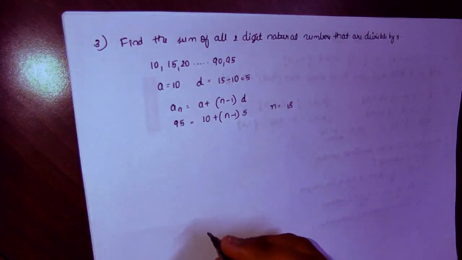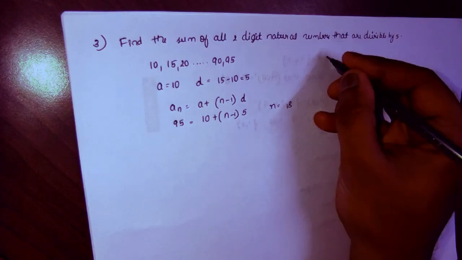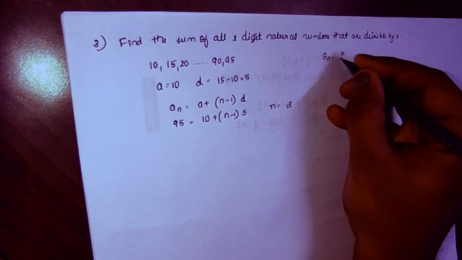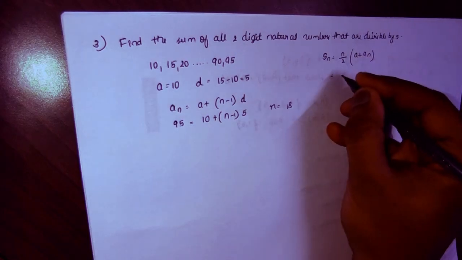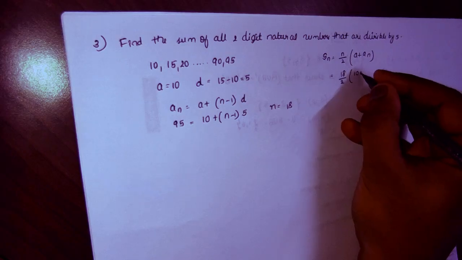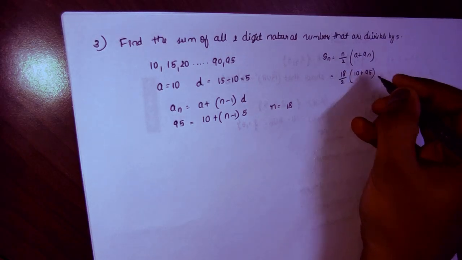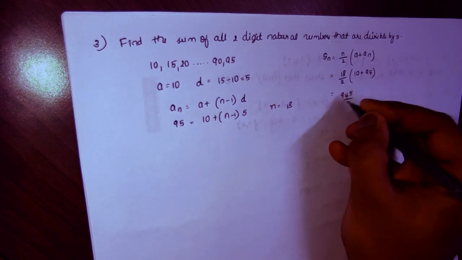Now we have to find the sum. The formula for the sum is S_n equal to n by 2 into (a plus a_n). We know the value of n, that is 18 by 2. The first term is 10 and a_n is equal to 95. By solving this we get the sum, that is 945.